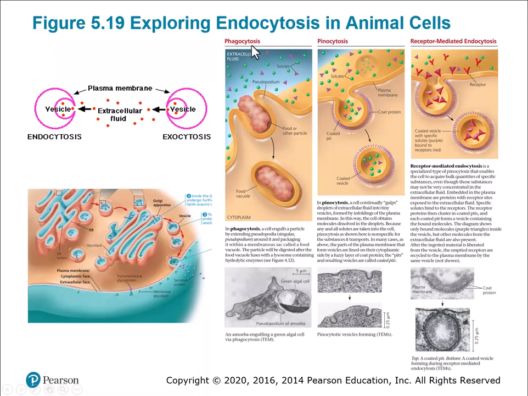We have phagocytosis, phago, to eat, and that would bring in large food particles, bring in bacteria, things that need to be destroyed, be a phagocyte. And remember, phago, to eat, phagocytosis, to eat via a vesicle. Here you can see an amoeba eating a green algae cell, forming those pseudopods, pseudo meaning false feet, to form a vesicle around the algae cell and bring it in.